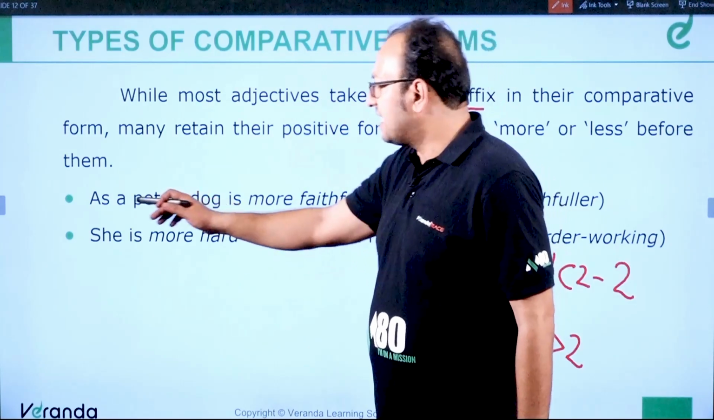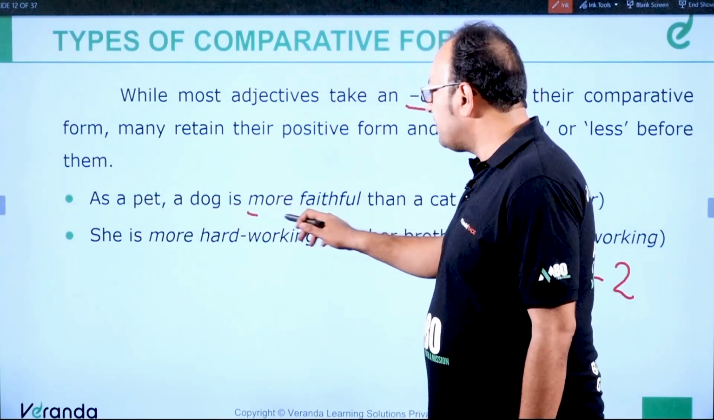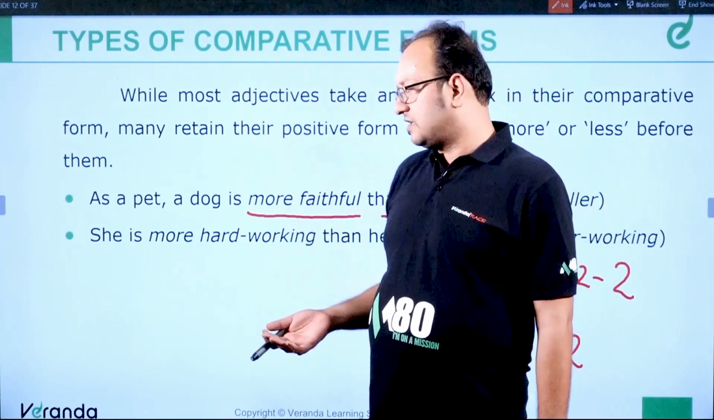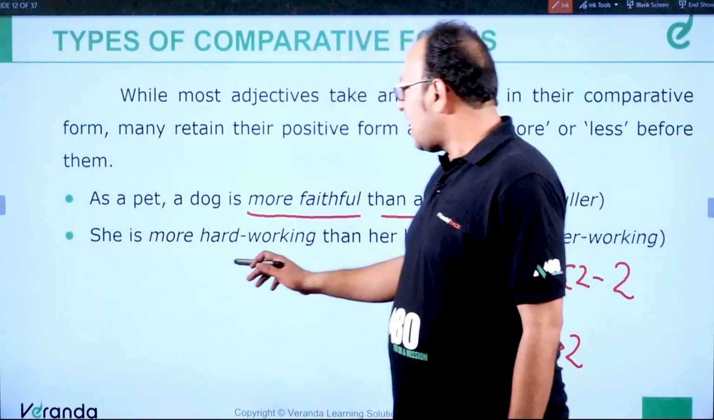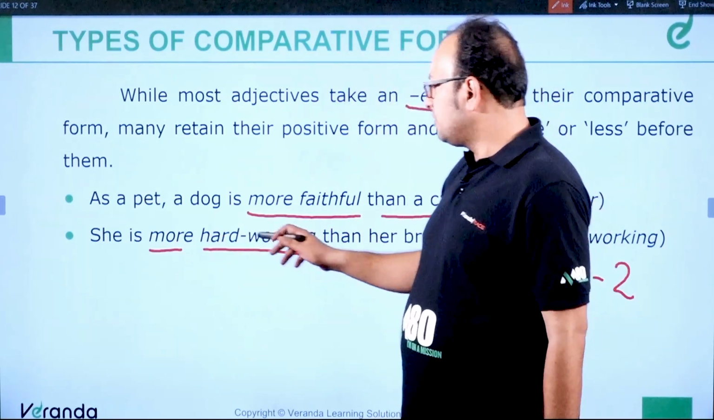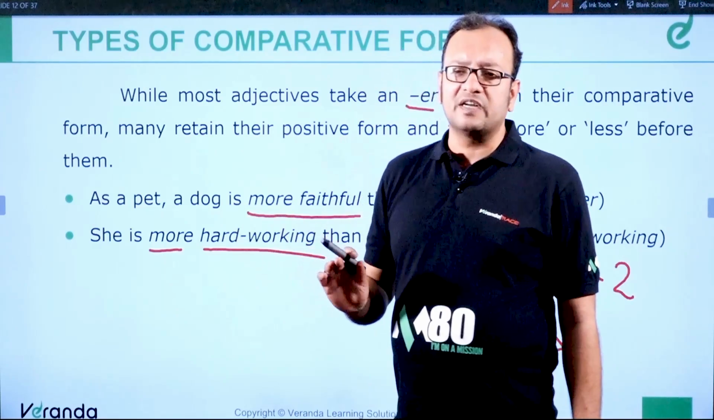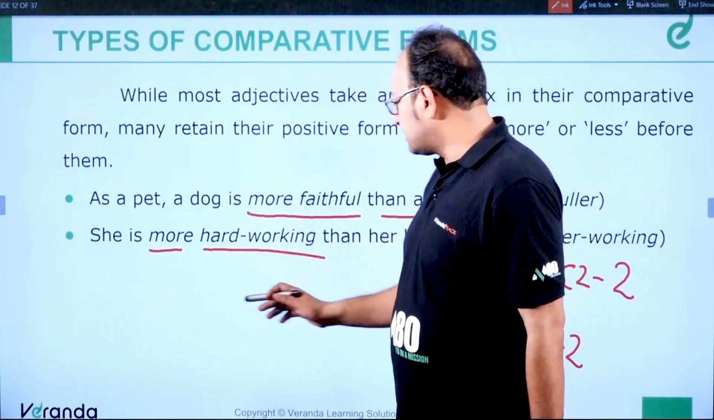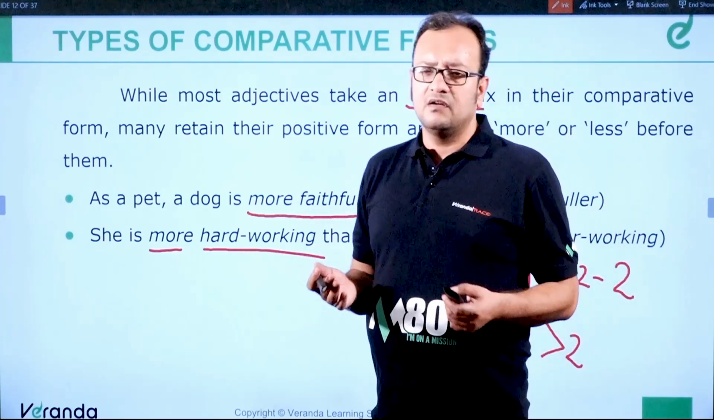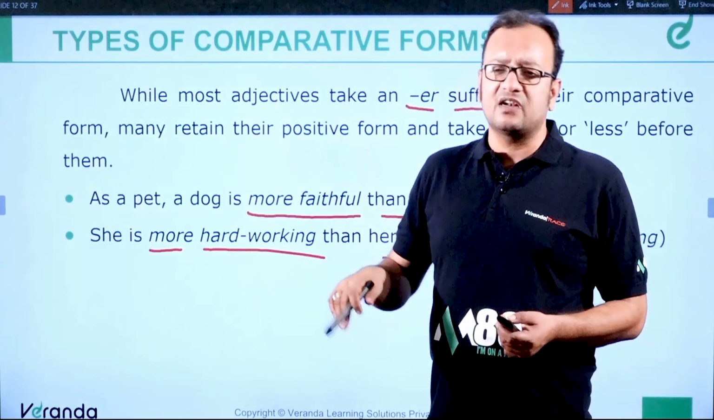For example, as a pet, a dog is more faithful than a cat. Not faithfuler. We don't say faithfuler. She is more hardworking. Here we have used more hardworking because we cannot say hardworkinger. So it's more hardworking than her brother. For that matter, we cannot add ER at the end.